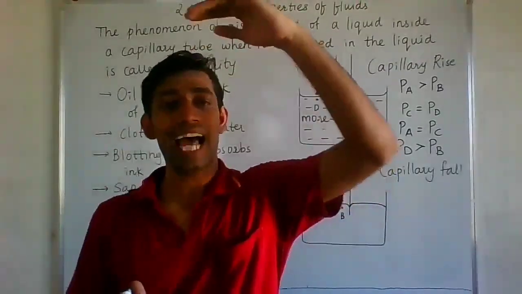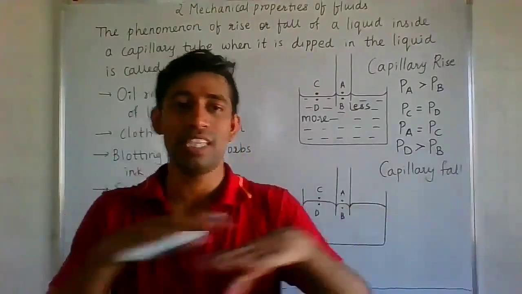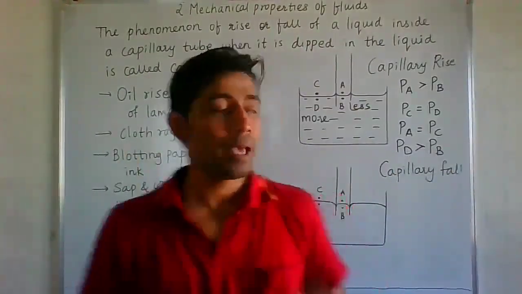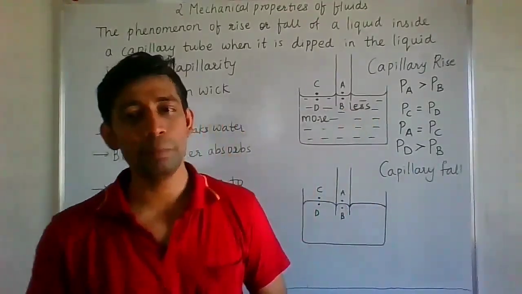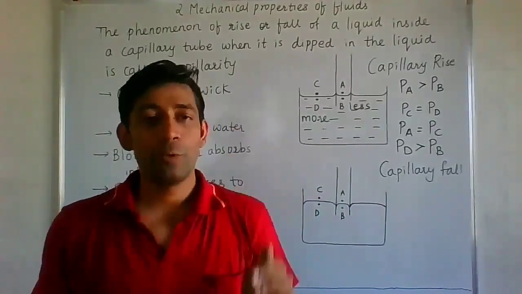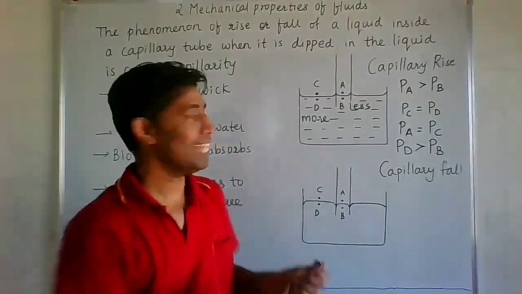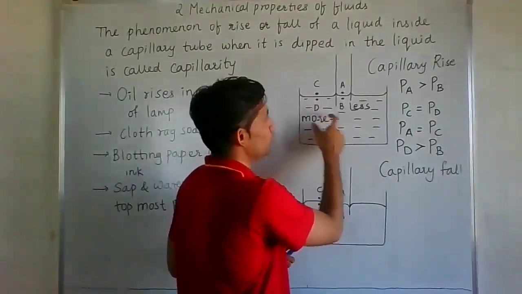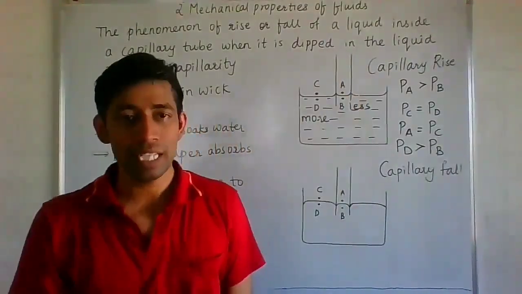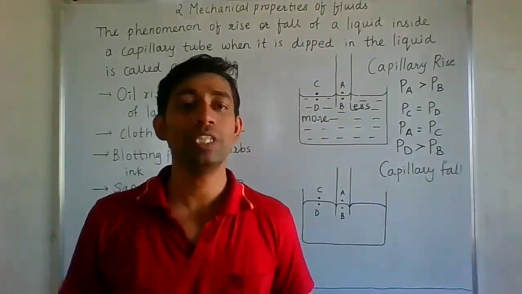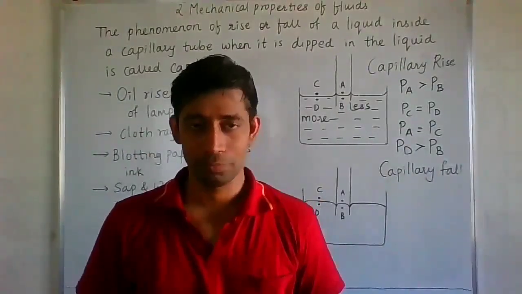And it rises till that point such that D and B pressure becomes equal. I repeat this again. Pressure at D is more, pressure at B is less. There's a very simple property that liquid flows from higher pressure region to lower pressure region, and hence liquid will flow from D towards B, and that is how the water rises in the capillary till that much height, so that these two pressures are again made equal.